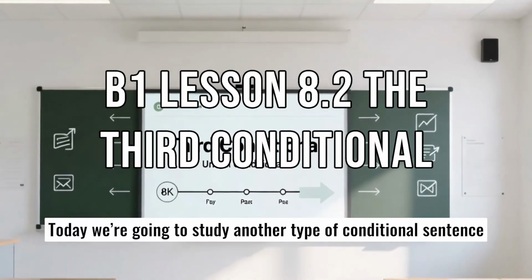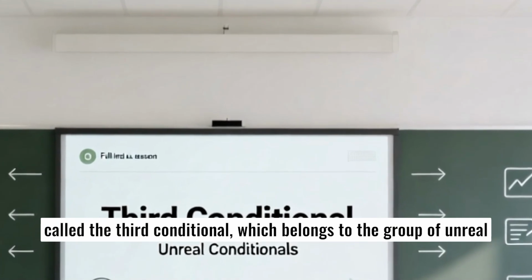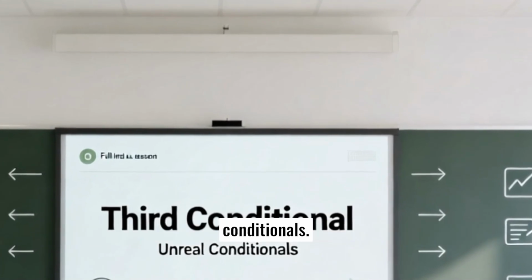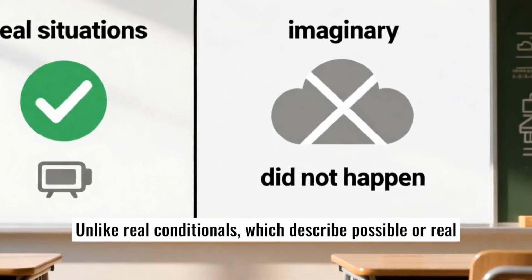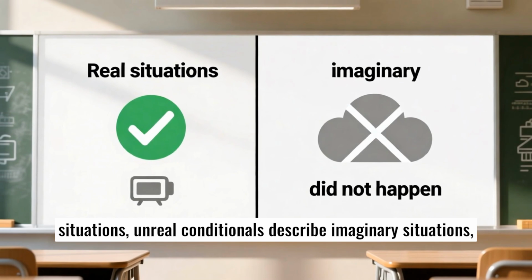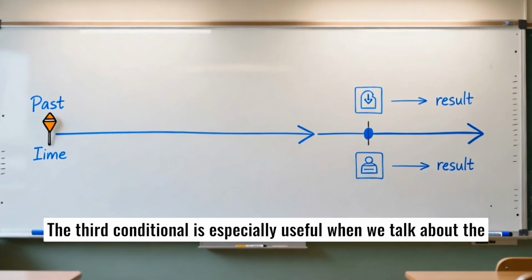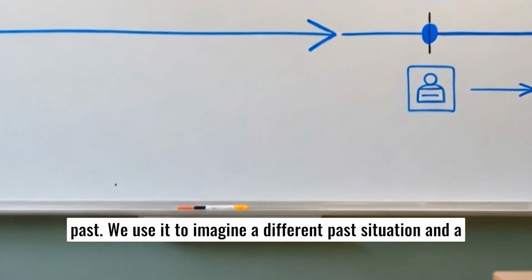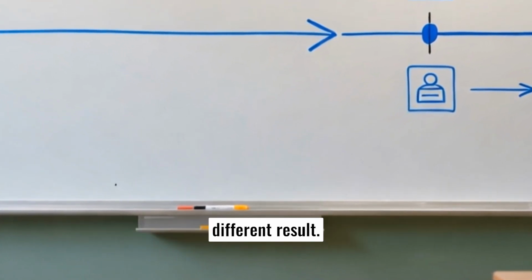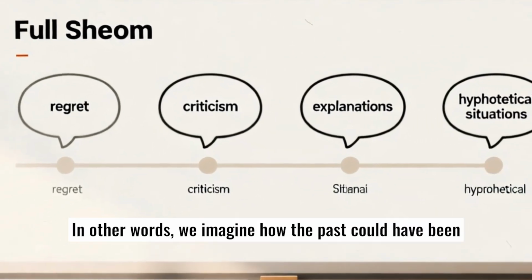Today we're going to study another type of conditional sentence called the third conditional, which belongs to the group of unreal conditionals. Unlike real conditionals, which describe possible or real situations, unreal conditionals describe imaginary situations, things that did not really happen. The third conditional is especially useful when we talk about the past. We use it to imagine a different past situation and a different result. In other words, we imagine how the past could have been different.